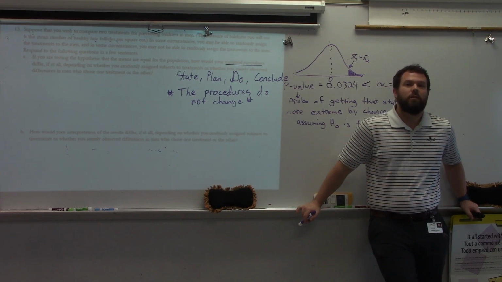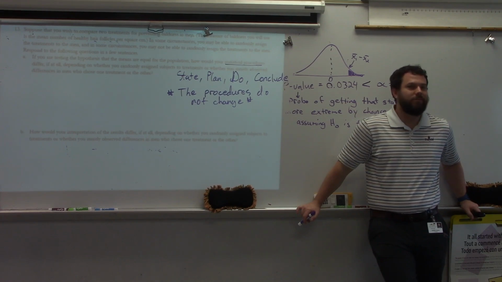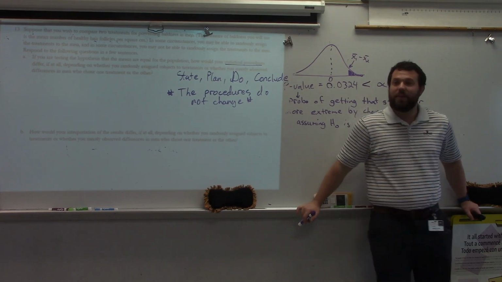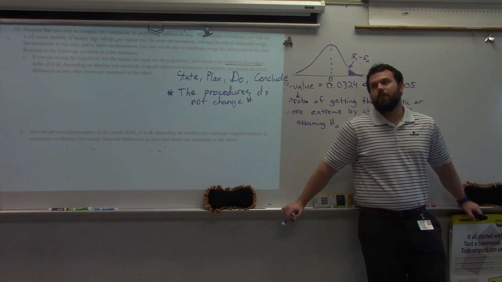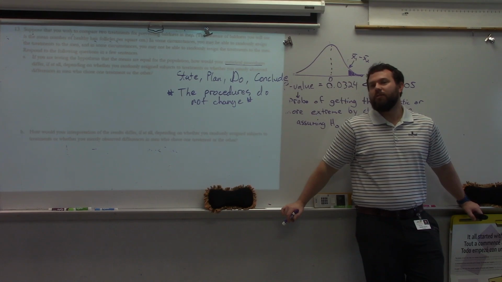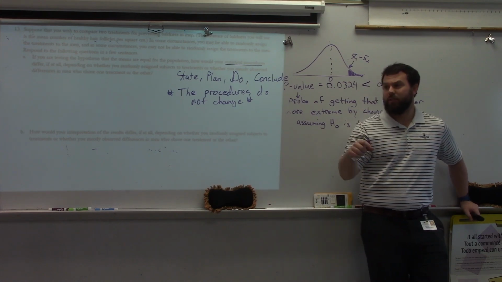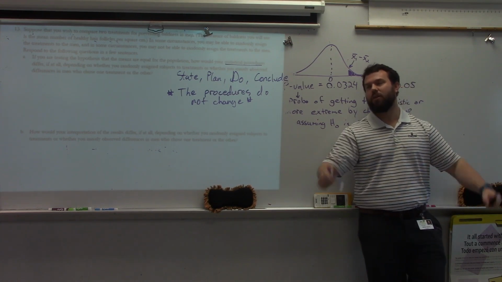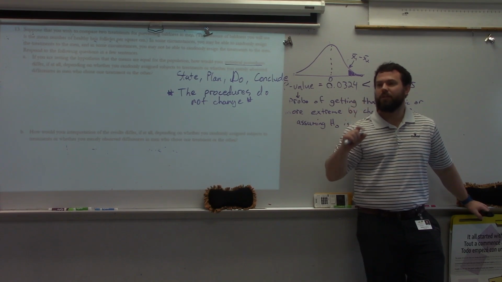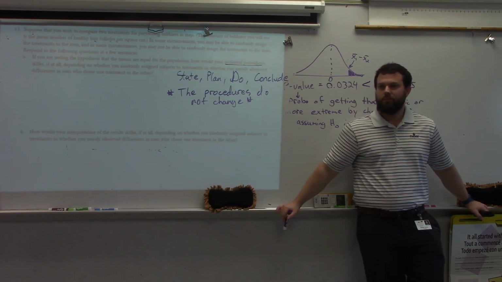I thought you said independence doesn't apply in the experiment. Correct. State, plan, do, conclude stays exactly the same. One of the conditions might change, but the procedures as a whole do not change. What he's referring to is the 10% condition. You don't have to worry about the 10% condition in an experiment because you're randomly assigning the entire sample. It's not about sampling from a population, it's not about bias.